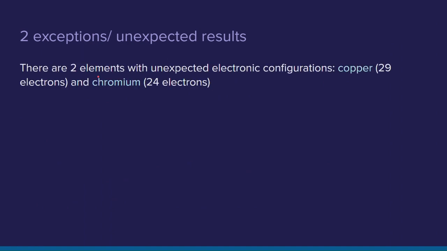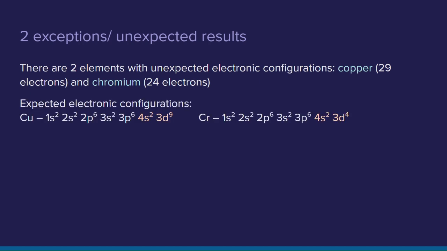There's two exceptions or unexpected results. So there's two special elements, copper with 29 electrons and chromium with 24 electrons. So think about it for a second. What do you think their electronic structures are going to be? Is probably what you said, if you've been paying attention.